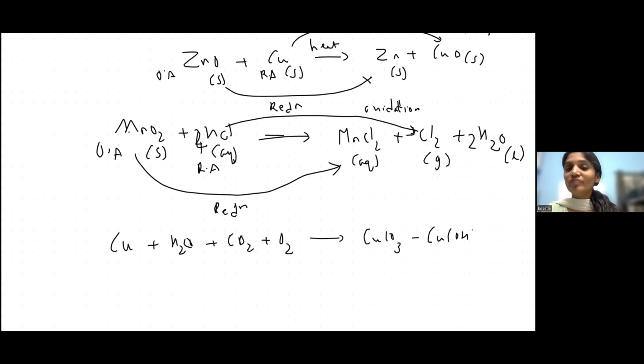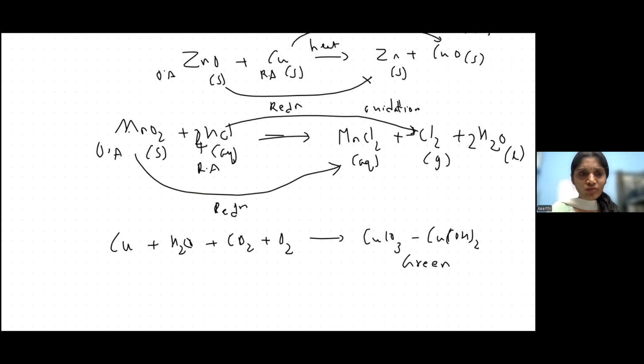Why do I call it a basic copper carbonate? Because copper carbonate is in association with copper hydroxide. When copper carbonate is in association with copper hydroxide, I call it basic copper carbonate, and the color of this is green.